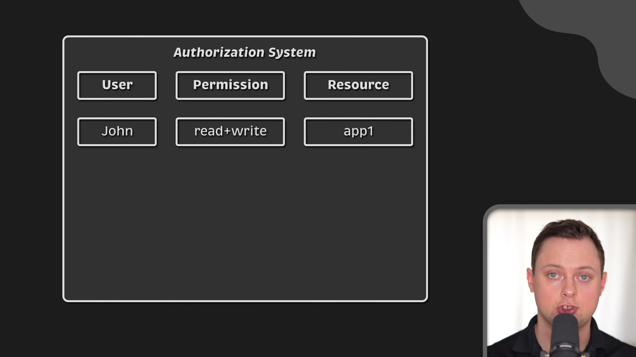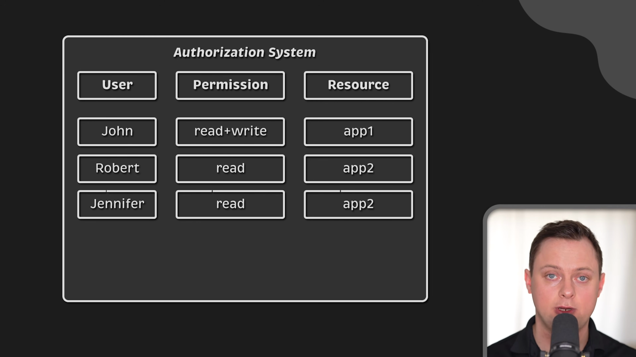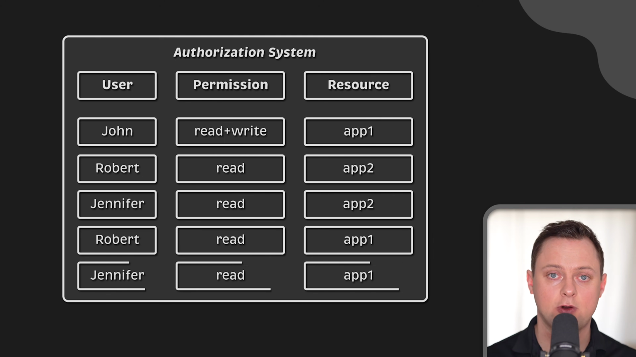In this example, John has read and write access to app 1, but has no access to app 2. Robert and Jennifer have only read access to app 2 and have no access to app 1. This approach works fine with a small number of users and resources, but can be hard to scale up. Let's say that Robert and Jennifer are in the same team, and they are granted read access to app 1. In that case, you would need to add the following entries to your table.